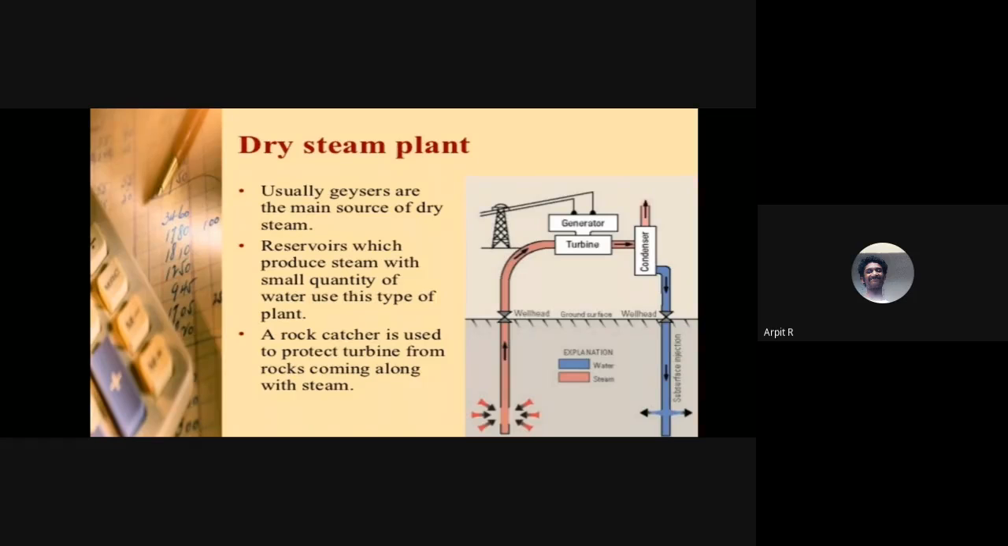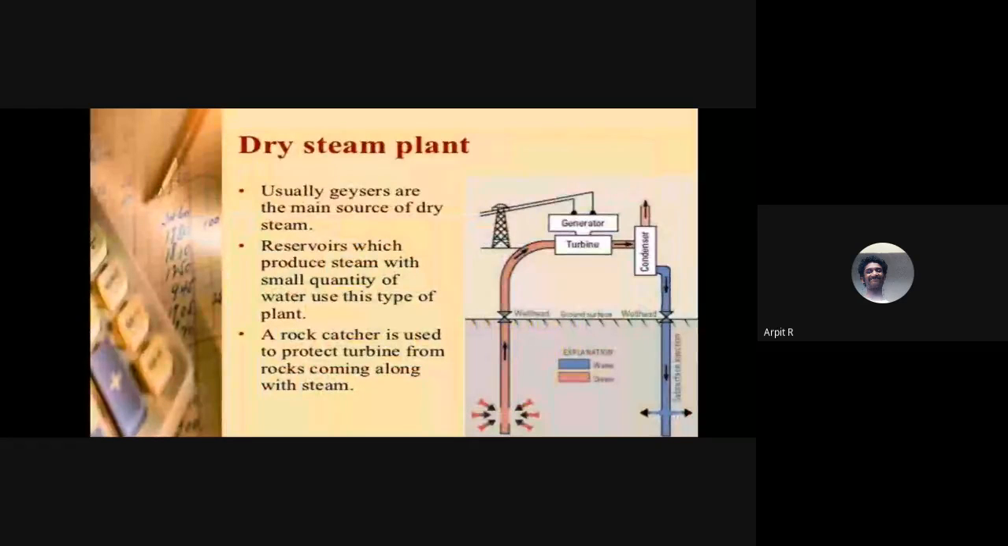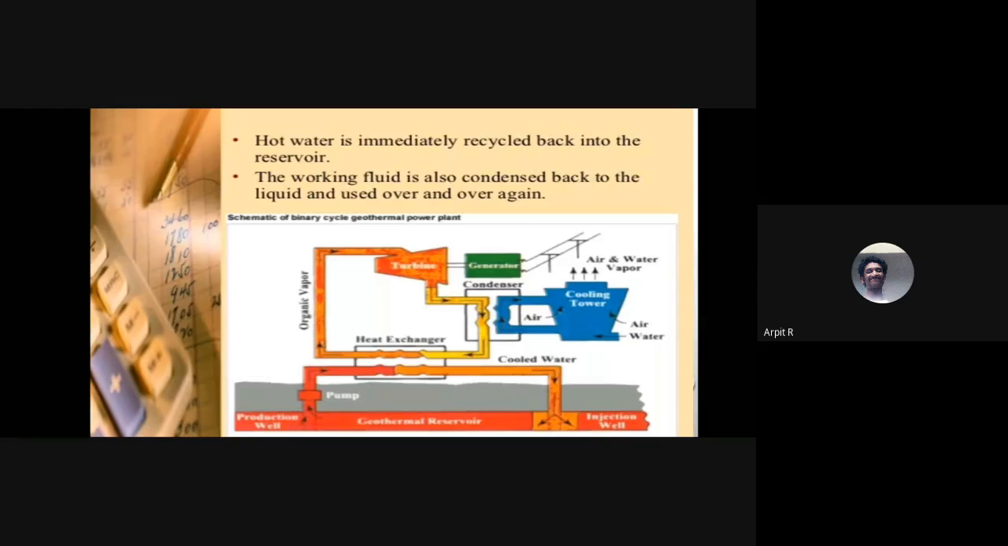A rock catcher is used to protect the turbine from rocks coming along with steam. Hot water is immediately recycled back into the reservoir. The working fluid is also condensed back to liquid and used over and over again. This is the working of a dry steam power plant. The cyclic process occurs.